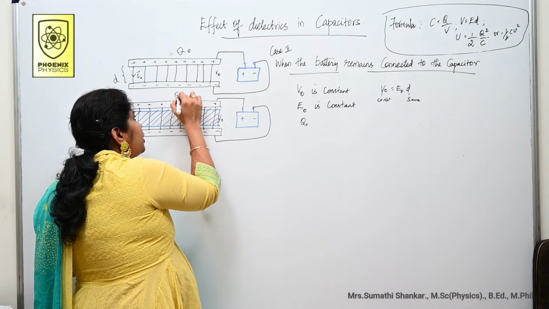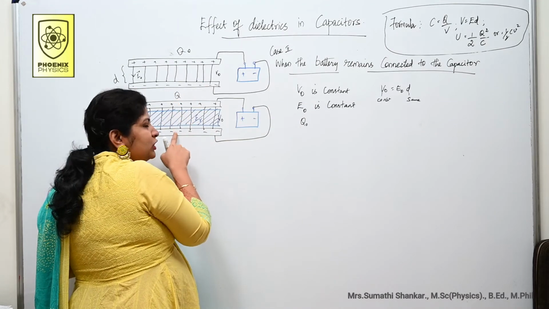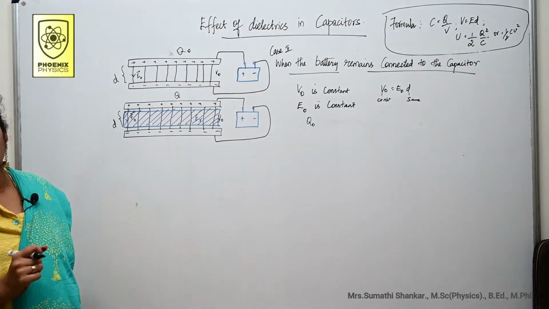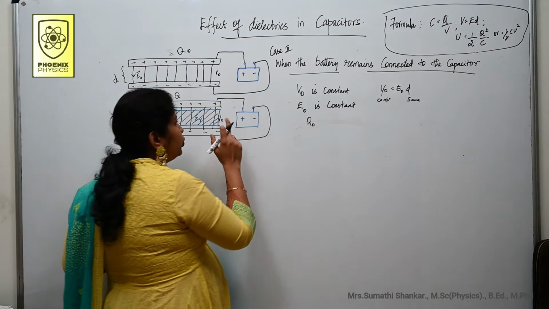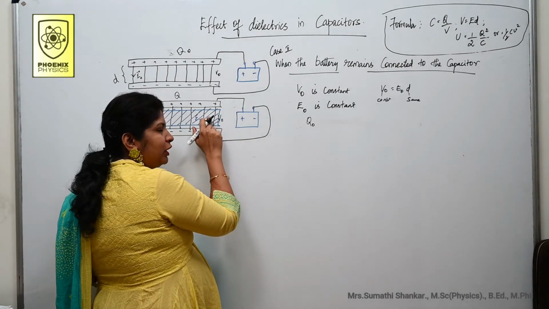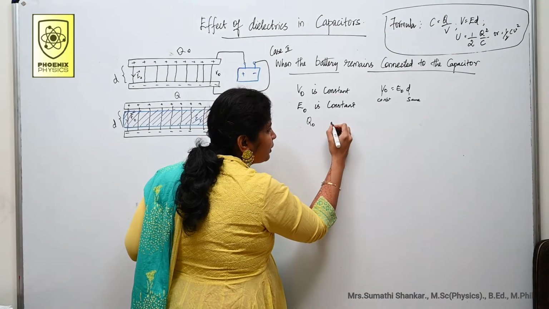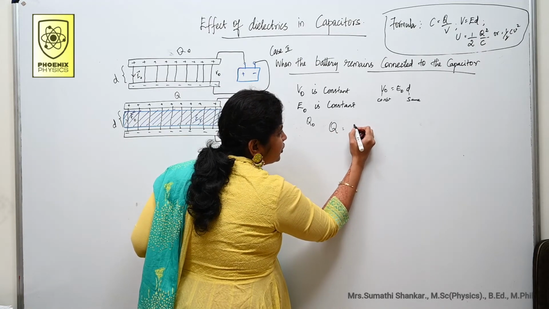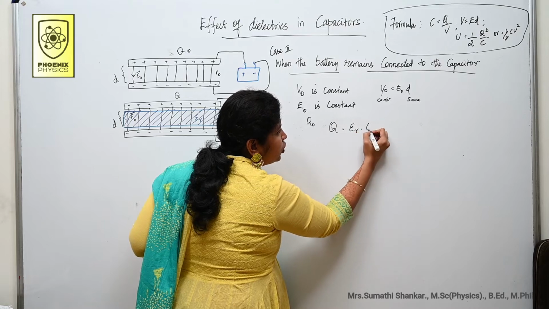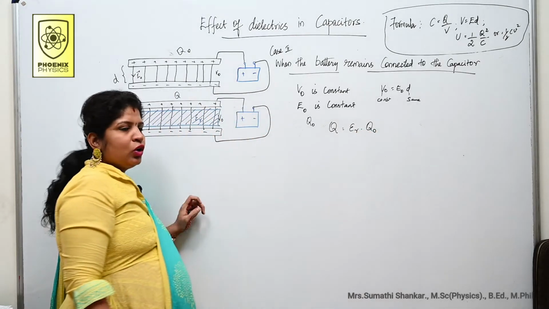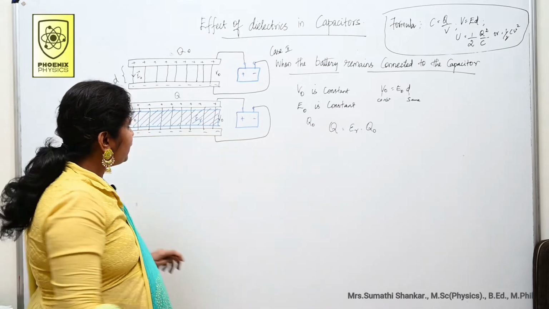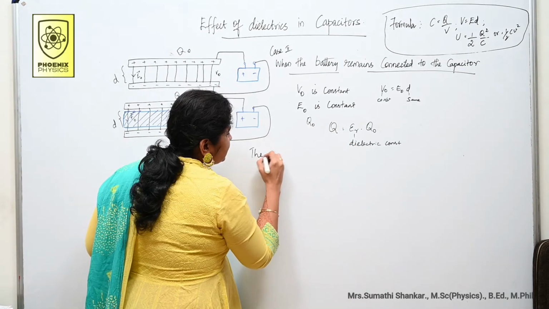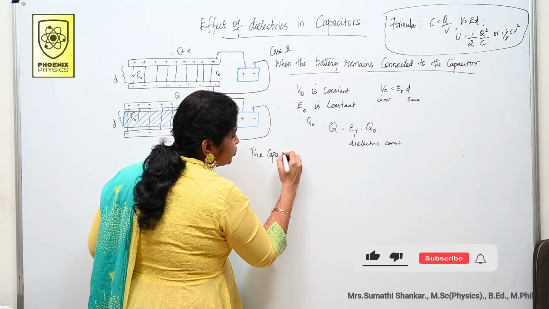Then Q is the charge stored in the capacitor with the dielectric. Faraday experimentally found that when you introduce the dielectric material, the charge stored in the capacitor is increased by the factor epsilon R, that is epsilon R into Q naught. What is this epsilon R? Nothing but the dielectric constant.